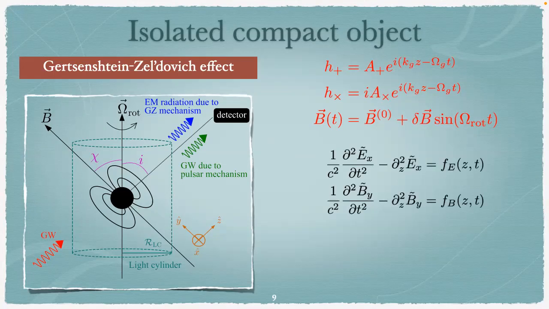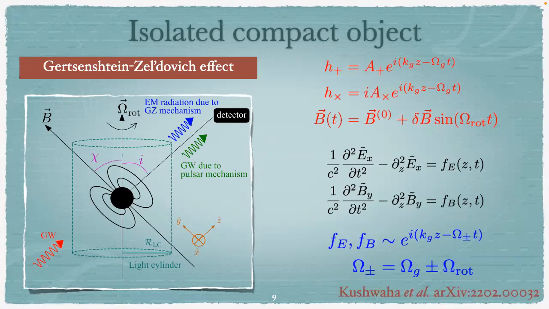You can write your Maxwell equations, but not Maxwell equations in a flat background. Rather, you have to take the curved background, Maxwell equations in the presence of gravitational waves. So you write the Maxwell equations in the curved background, and you can show that the output electromagnetic radiation follows these equations. These are the terms which have frequencies of omega plus minus. You can see omega plus is omega g plus omega rotation. That means the output electromagnetic radiation has a frequency contribution from the infalling gravitational wave and the magnetic field frequency, that is, the pulsar frequency.